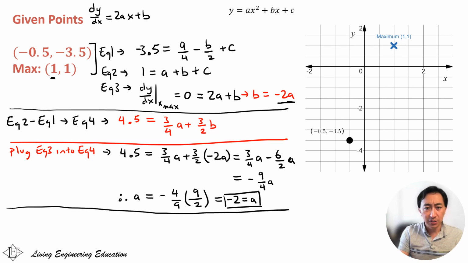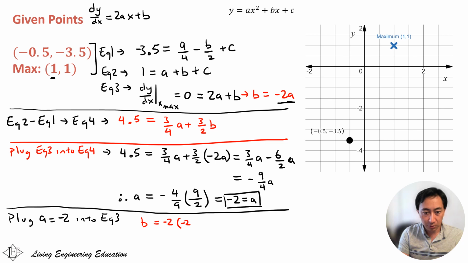Now I can either plug this in to equation 4 or equation 3. So I'll say plug a equals negative 2 into, I think it'll be easier in equation 3. And so I'll get what? B is equal to negative 2 times negative 2. Right, negative 2 times a, which is negative 2. So this is equal to 4. Excellent. Hopefully you got this. Using either method, you'll get the same thing.